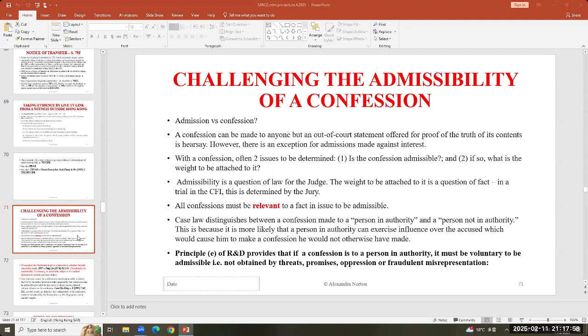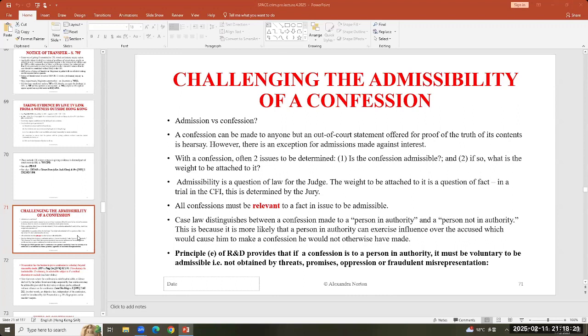When we talk about a confession, we're talking about an admission of guilt. An admission is much wider in scope. An admission can be just to a fact, right? We have admitted facts. So a confession is a narrower form of admission that relates to guilt. That's the difference between them.